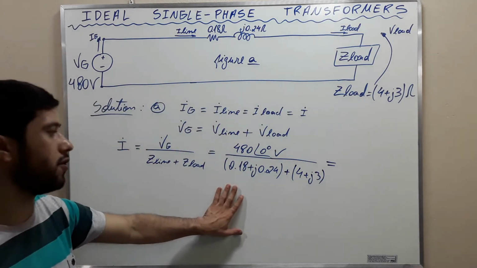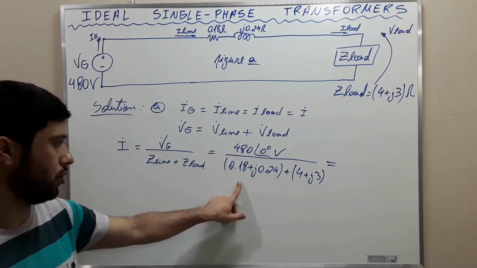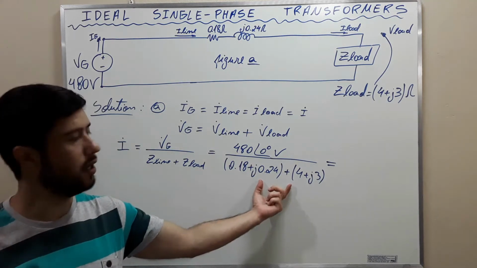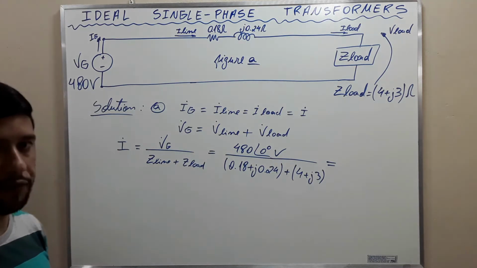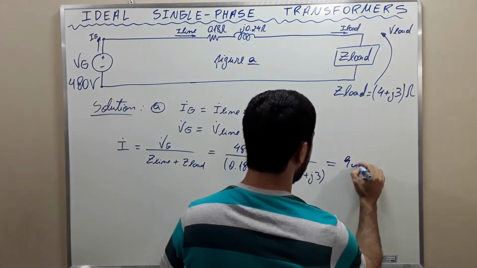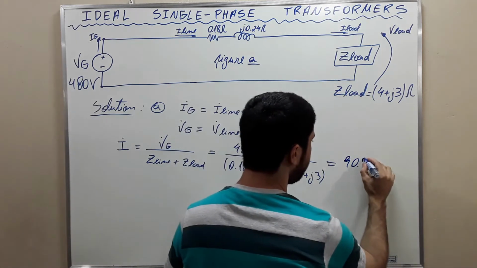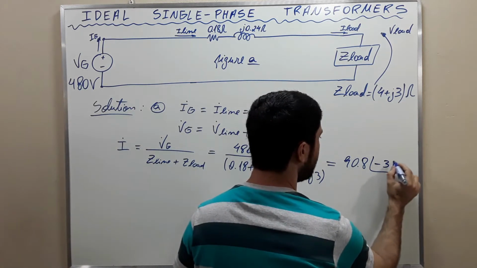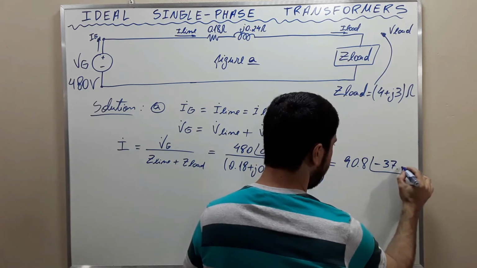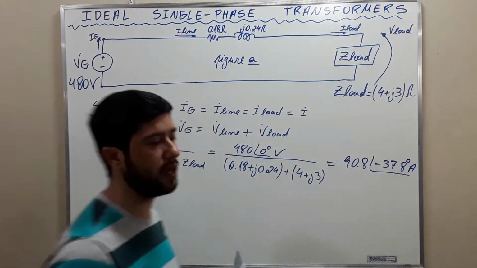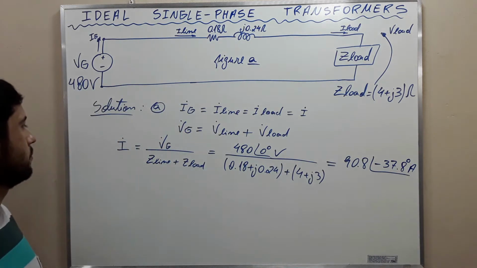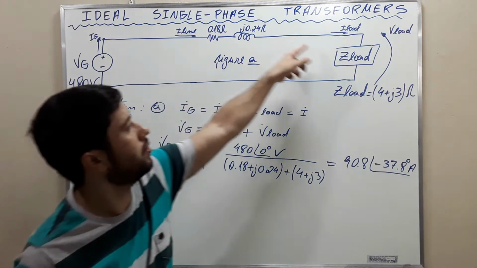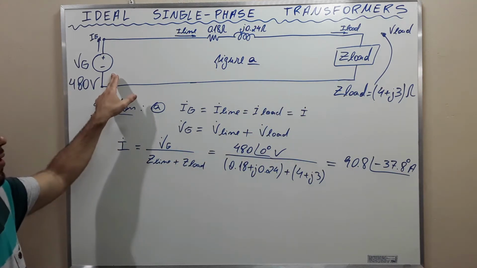You can use a calculator to conduct this addition and then this division, and you're gonna find 90.8 in the phase negative 37.8 degrees amperes. This is the current that passes in the system from generator to load.